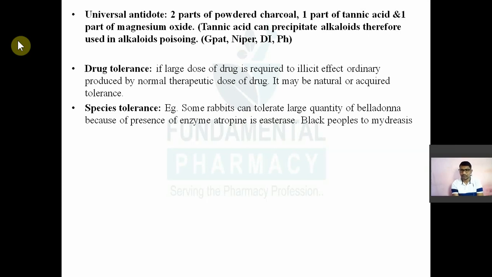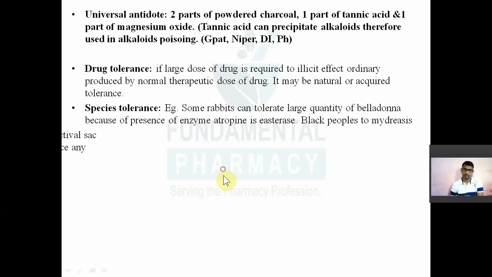Okay, because rabbits have an enzyme, atropine esterase, which metabolizes atropine. So that's why rabbits are more tolerant to atropine, because of the presence of this enzyme. Again, Negroes, black people, are also tolerant to atropine as compared to white people or Indians. They are a little tolerant to atropine for dilation. Then that is known as species tolerance.